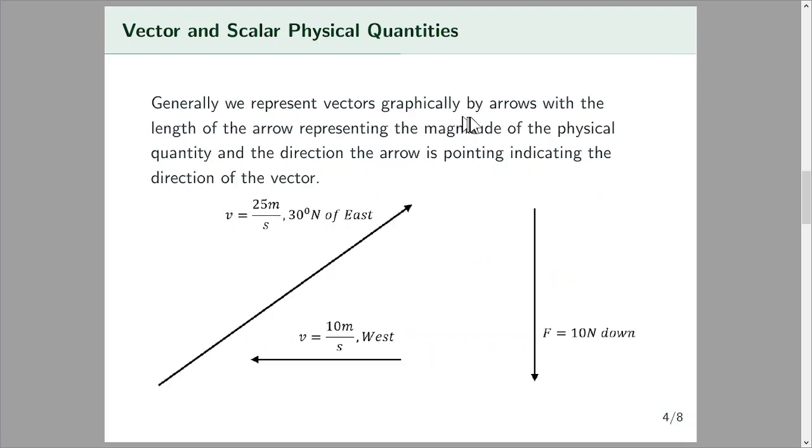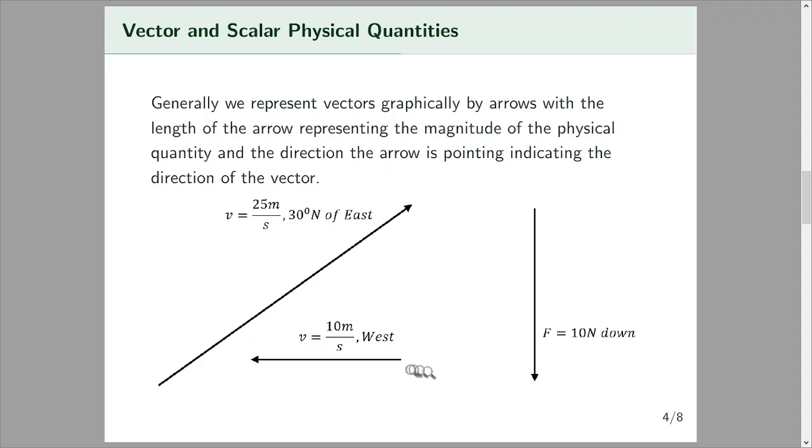Generally, we represent vectors by arrows, with the length of the arrow representing the magnitude of the physical quantity, and the direction the arrow is pointing indicating the direction of the vector. So here are a few examples. I have two velocity vectors. One is 25 meters per second, and it points 30 degrees, say, north of east, if north is straight up the page, say. In the same figure, that could be a bird flying or something like that.